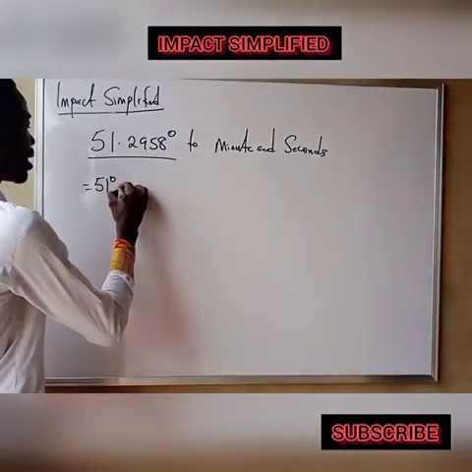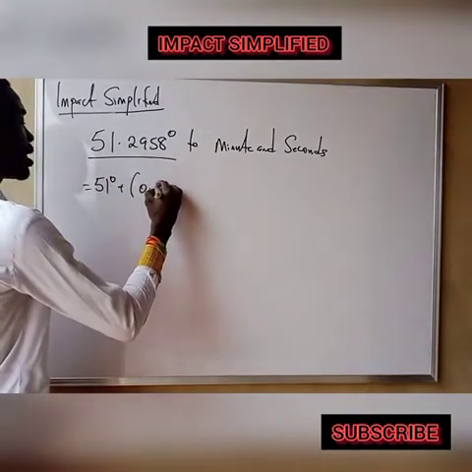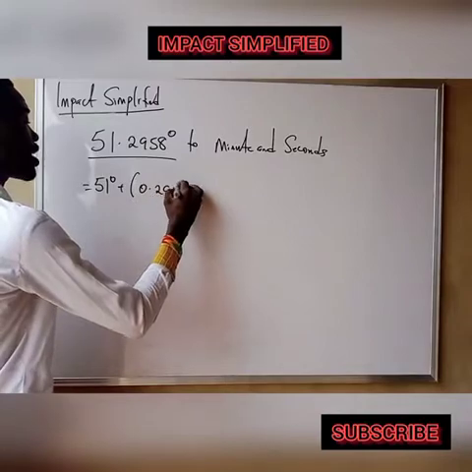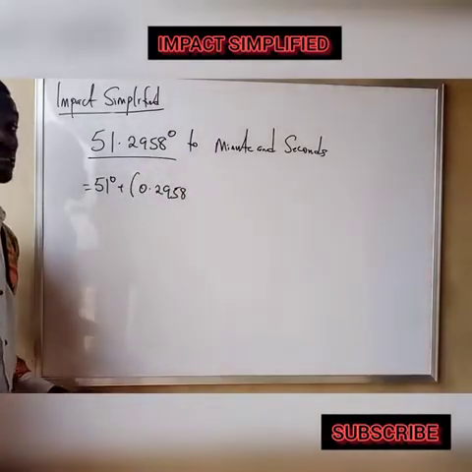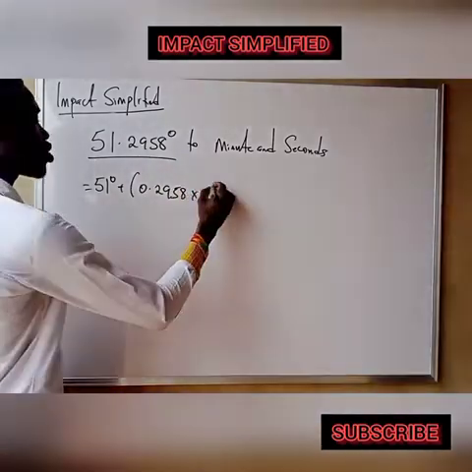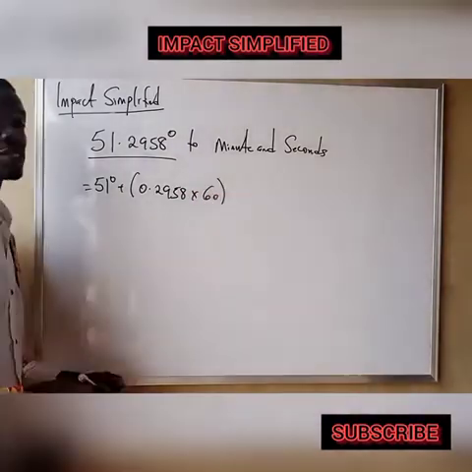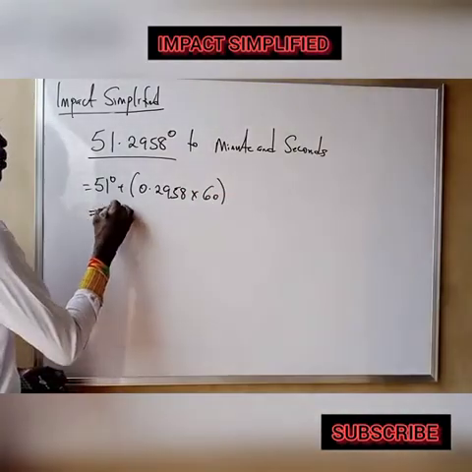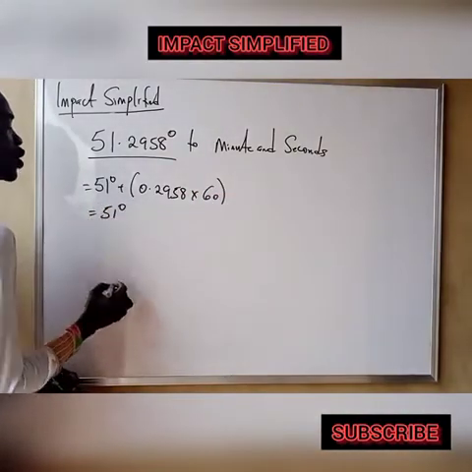51 whole number plus what do we have left? We are left with 0.2958. And that is the degree form. And how can you convert it to minutes? You convert it by multiplying it by 60.